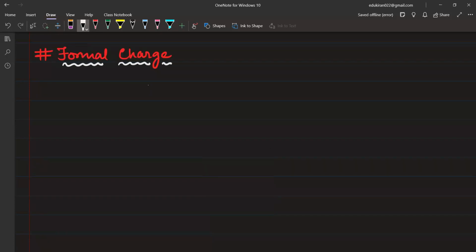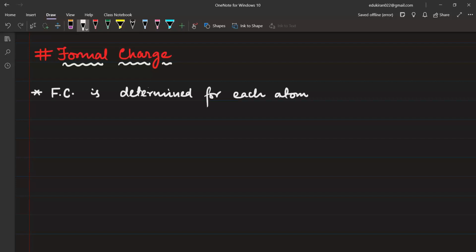Now, the determination of formal charge on each of the atoms, that is very important. And it's not very tough, it's very easy. So formal charge is determined for each atom. Okay. Now, what is the formula of formal charge?